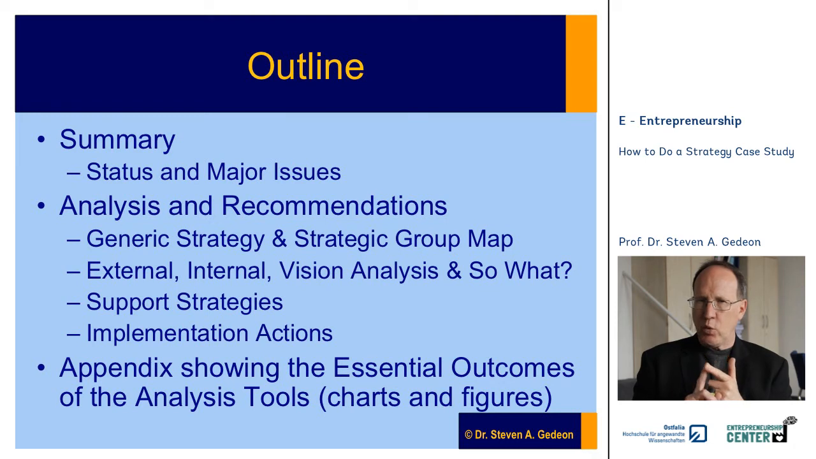So it's a nice tight way to turn something in the appendix, the strategic group map, right into one of your major recommendations. Then go through your external, internal vision analysis and the so what. What have you learned from these things? State clearly what your support strategies are, state clearly what your implementation actions are, and then put in the appendix all of the essential outcomes of your analysis tools, all your charts and figures and analysis and things like that.